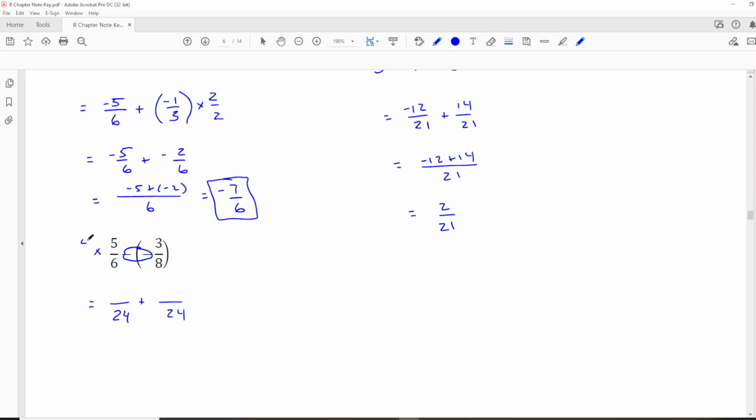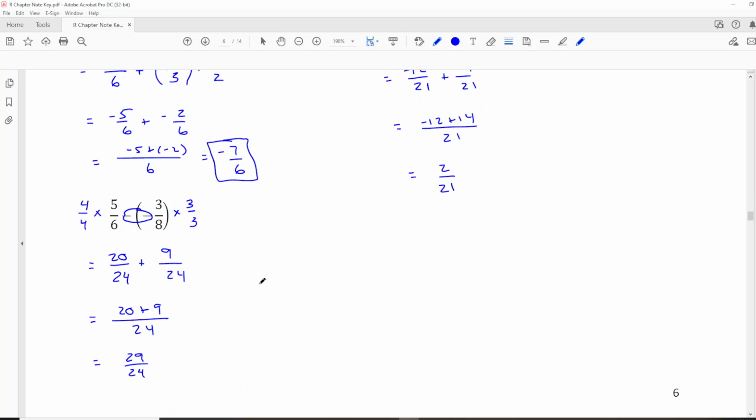I'm going to multiply this one by 4/4, which is going to give me 20/24. I'm going to multiply this one by 3/3, and that gives me 9/24. Now I can add my numerators now that I have a common denominator. And if you don't like this step, feel free to not do it. And I get 29/24.